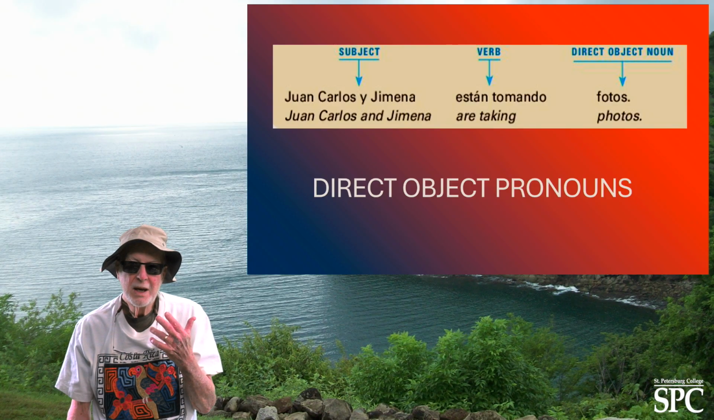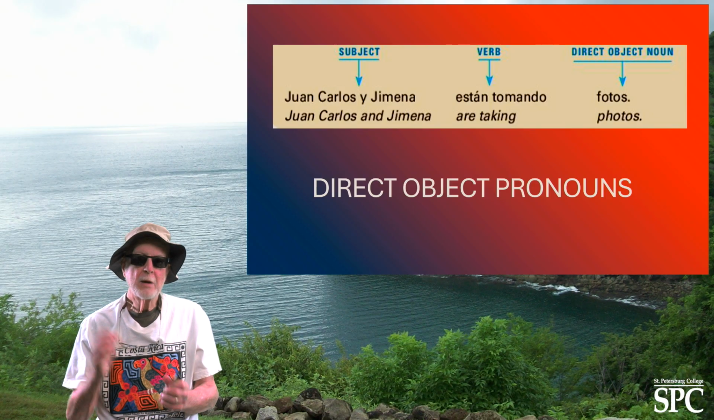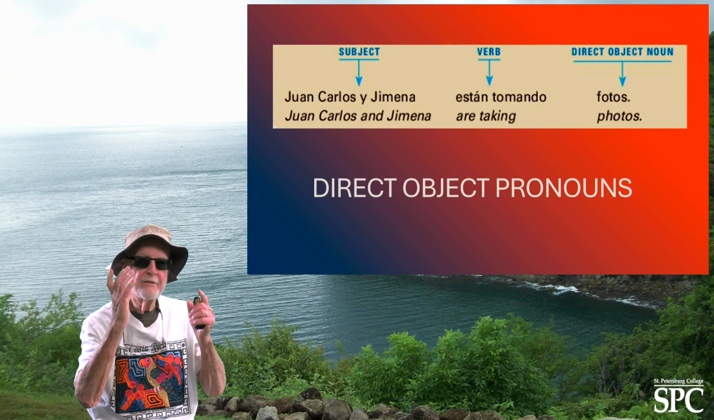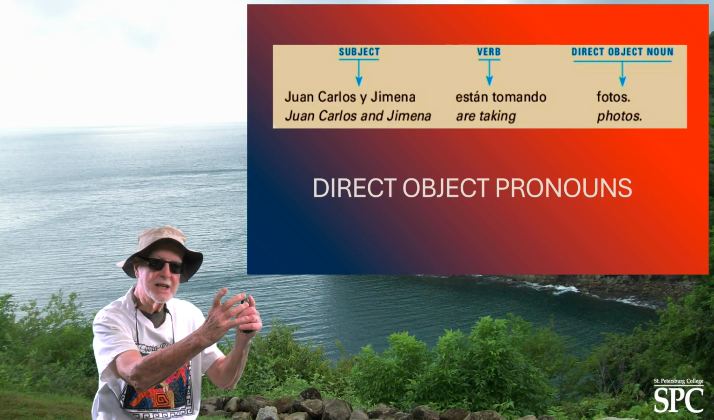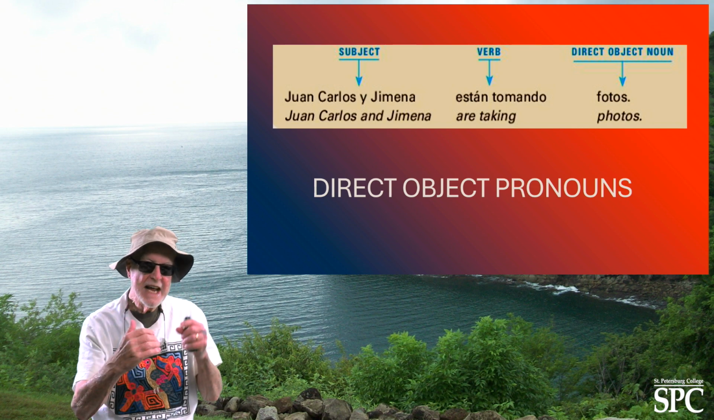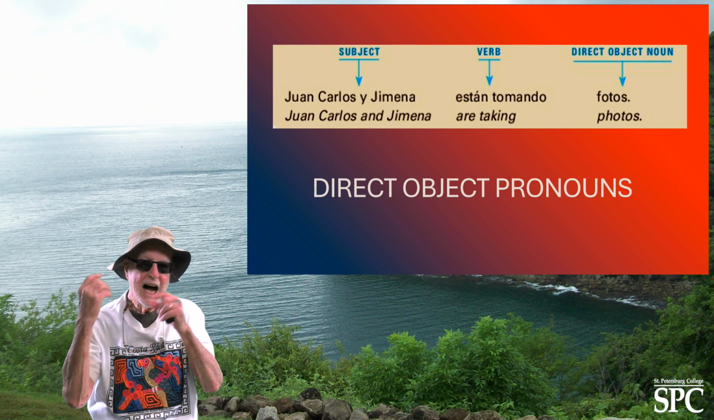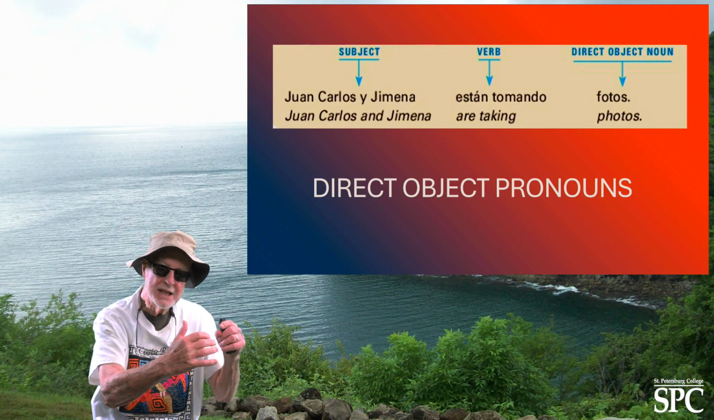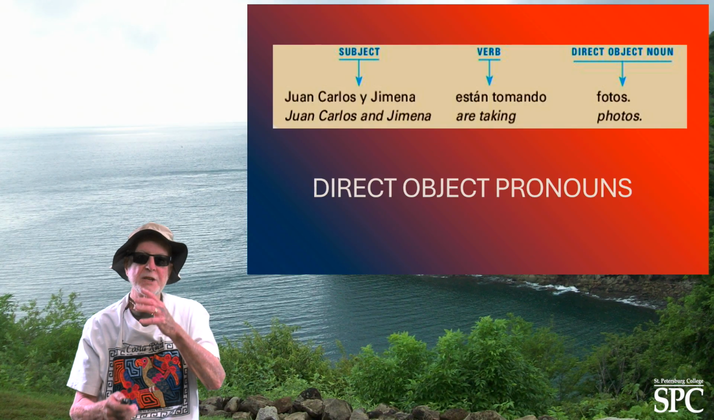Subject, verb, object. The quarterback, subject. Throws, verb. The ball, object. Okay? I eat the steak. I, subject. Eat, verb. Steak, object. That's the point of this whole lesson.